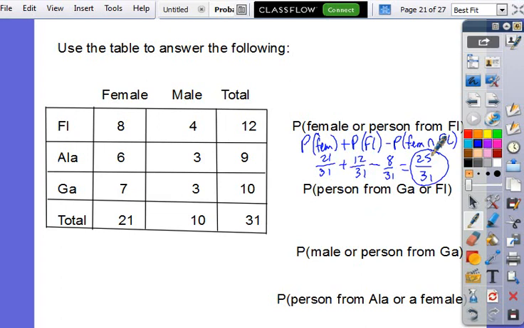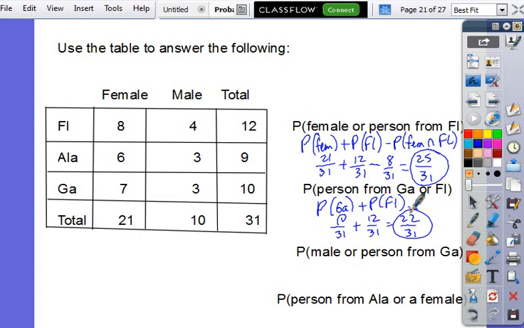Person from Georgia or Florida. First thing you're supposed to check every time is what? Is it mutually exclusive or overlapping? Can you be from Georgia and Florida at the same time? No, therefore that makes this one mutually exclusive. So all I have to do is find the probability of Georgia plus the probability of Florida. Georgia is 10 out of 31, plus Florida is 12 out of 31. That's a total of 22 out of 31, and you got your answer. Always check and see if it's mutually exclusive or overlapping.